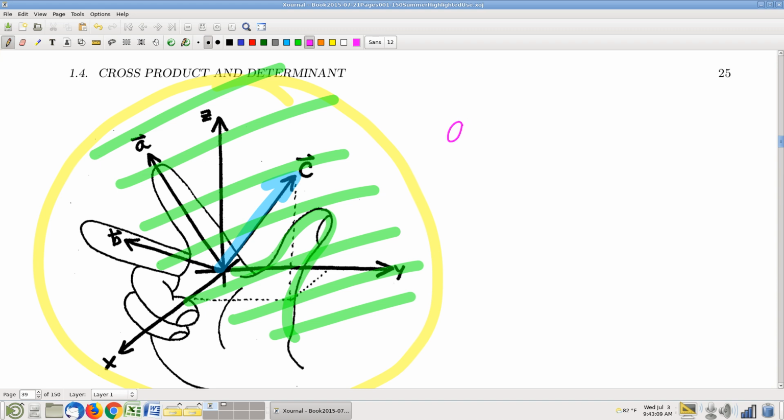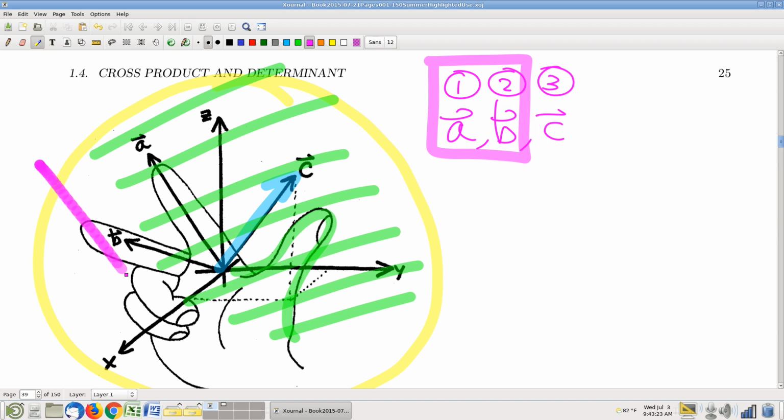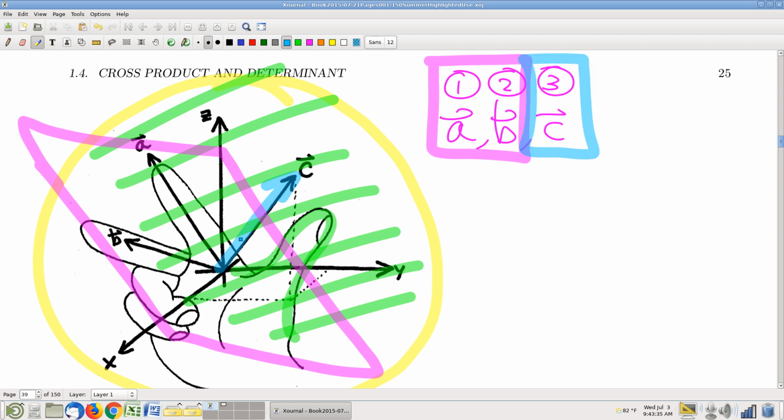So let me write this down again. We're looking at A, B, C, A being first, B being second, C being third. The first two vectors define this plane. Your right-hand thumb then defines a well-defined side of that plane, and that third vector may or may not be on the same side of the plane as your thumb. Is everybody on board with how this breaks down? Okay. That's the rule. And now I appeal to your geometric intuition and your ability to hand wave.